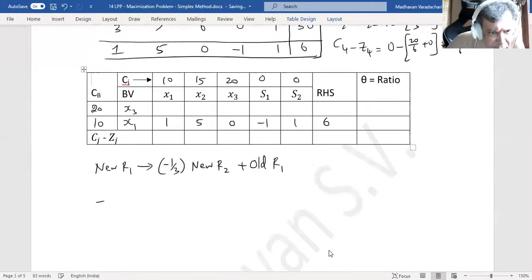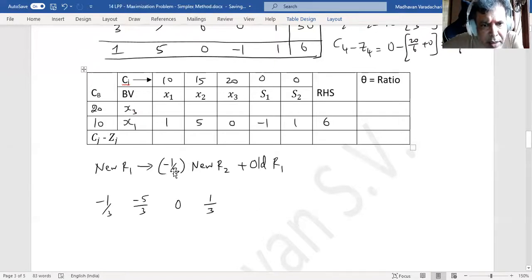1 into -1 by 3, -1 by 3. -1 by 3 into 5, -5 by 3. -1 by 3 into 0, it is 0. -1 by 3 into -1, it is +1 by 3. -1 by 3 into 1, it is -1 by 3. Minus 1 by 3 into 6, it is minus 2. I'm just putting a vertical line just to segregate between actual elements and the right hand side.